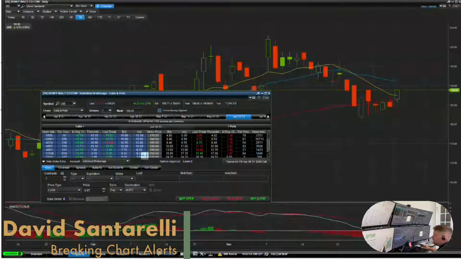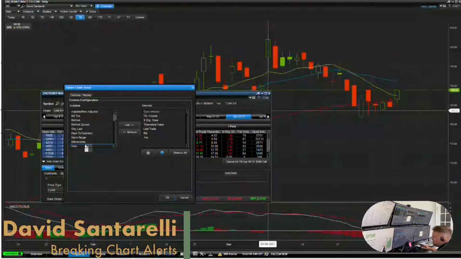You only paid 10 bucks for it. That's a 100% return. And you have from now until June 18th for Disney to get up there. And guess what? If she just gets a quick climb next week up to 195, you could calculate what this is going to be by going here, going to the option chain, adding your delta.